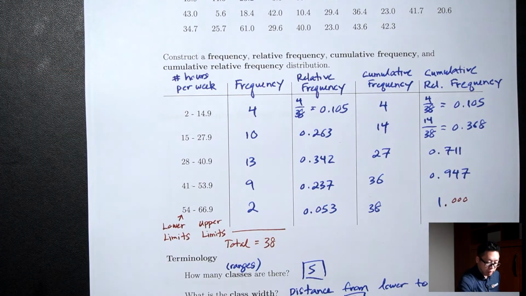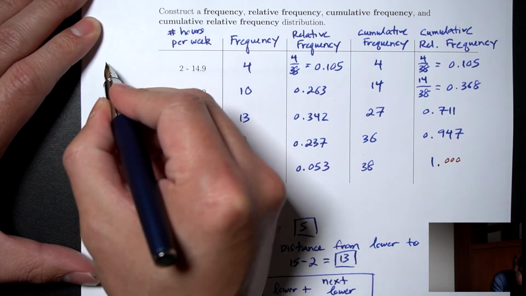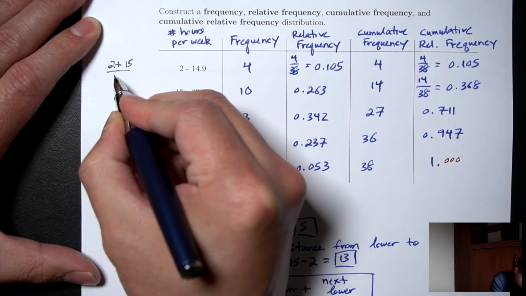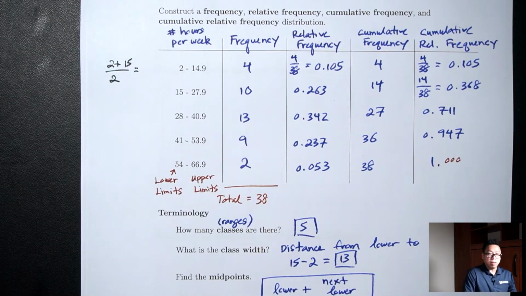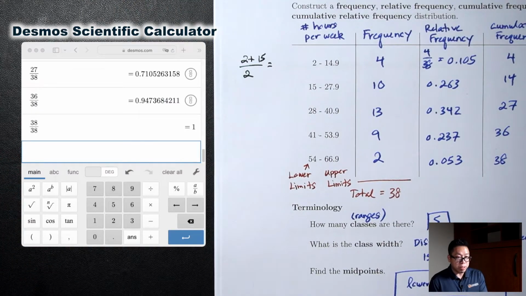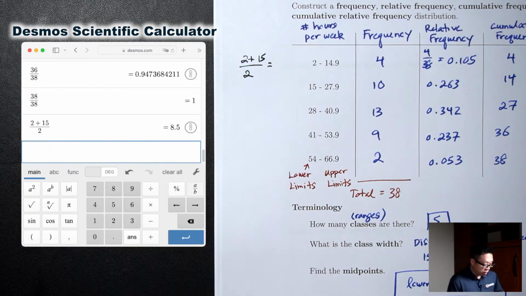The first one, lower plus next lower divided by 2. Okay, so that means I'm going to do lower, so 2, plus the next lower, 15, divided by 2. All right, let me take out my calculator. I recommend using the decimal scientific calculator because you can just type it in exactly like you see it here. So I'm going to type in the fraction. There's a fraction button in the right-hand side here. Fraction up top, 2 plus 15, and the bottom, 2. Type it in exactly like you see it here, and I get 8.5.